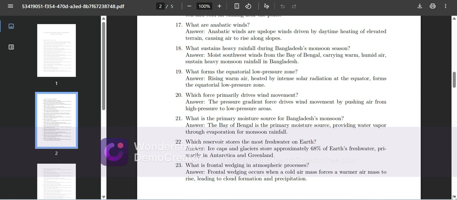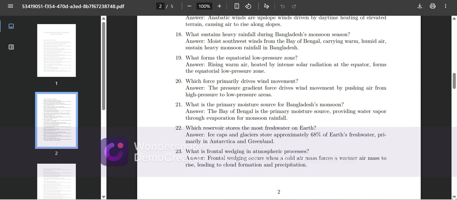What is frontal wedging in atmospheric processes? Frontal wedging occurs when a cold air mass forces a warmer air mass to rise, leading to cloud formation and precipitation.